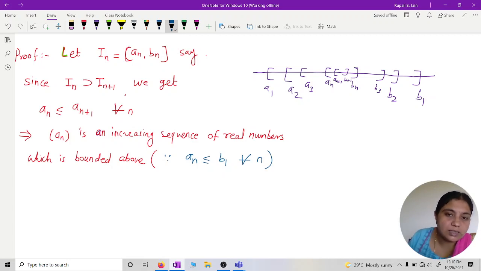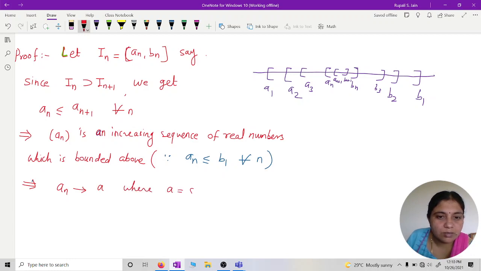If it is an increasing sequence of real numbers which is bounded above, we know that it converges, which converges to its supremum. Therefore, this implies An converges to A, where A is nothing but the supremum of An. Is that okay? Bounded above applies to a set, but here it is a sequence, so I am saying it is just a bounded increasing sequence. So An converges to A, where A is the supremum of An.